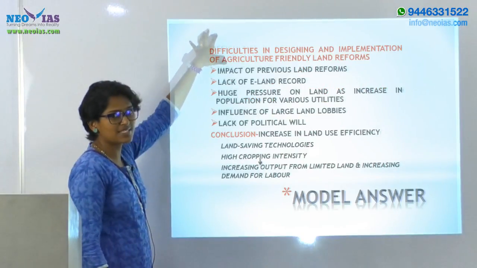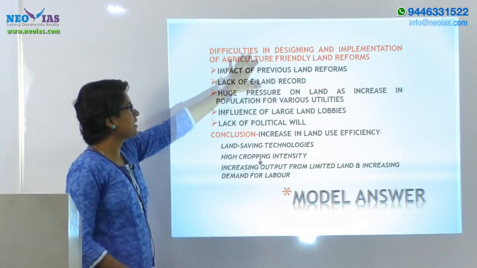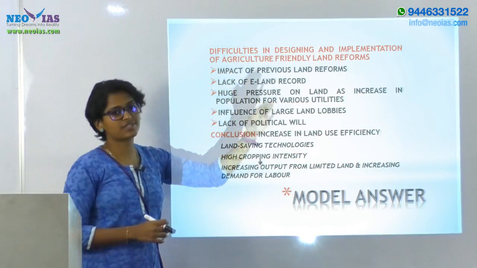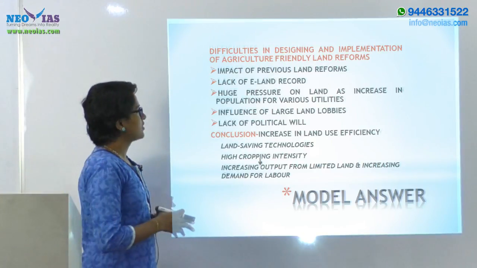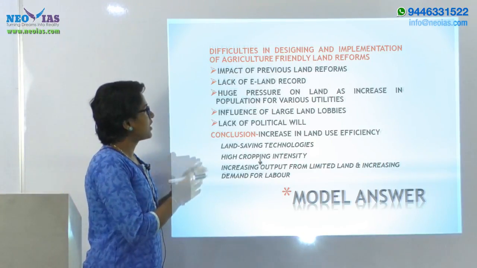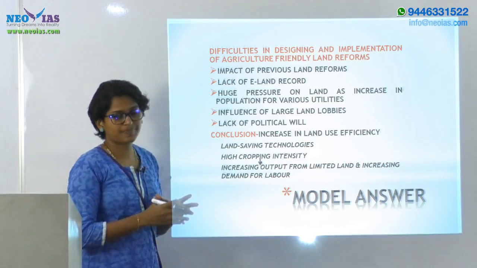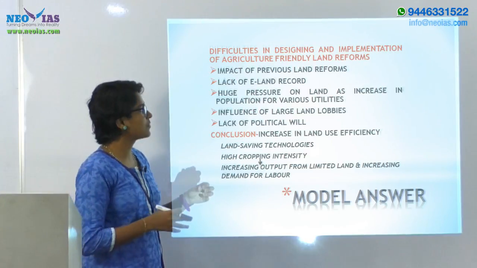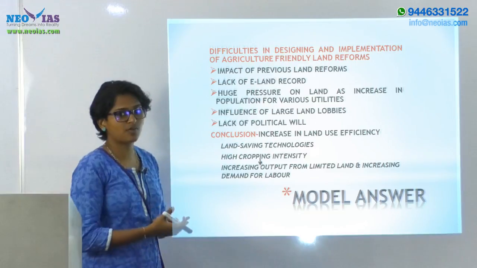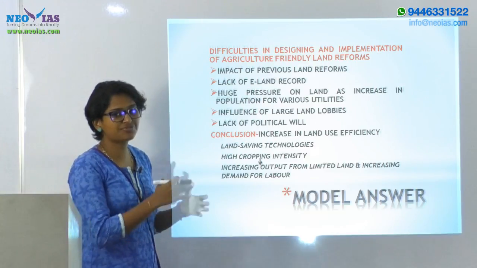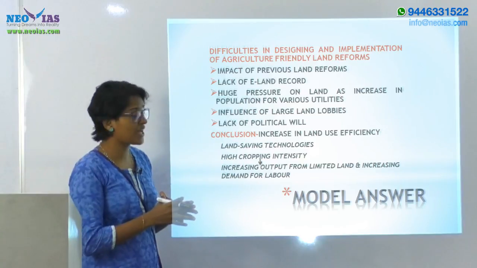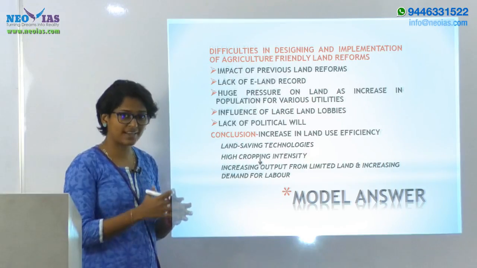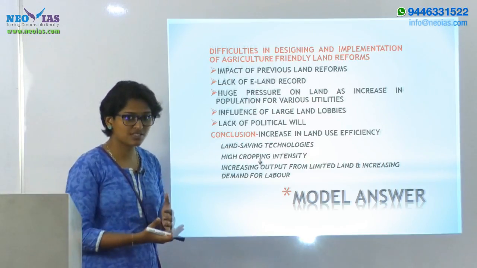Next, we can come to the second part of the question, that is, difficulties in designing and implementation of agriculture friendly land reforms in rural India. So first let us discuss the impact of previous land reforms. As land is a state subject, the effect of previous land reforms varies. So in different states it gives a different picture, and again there is the problem of the compilation of land records and timely updation of these records.